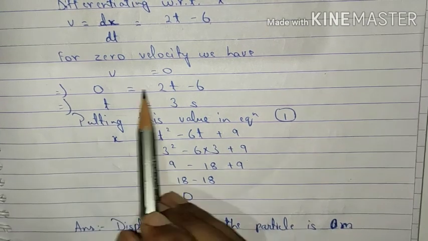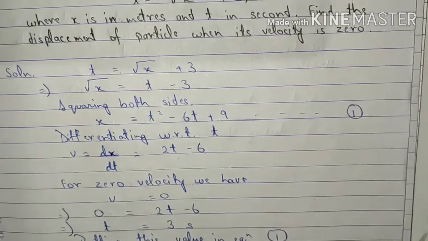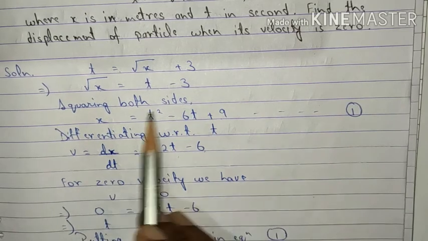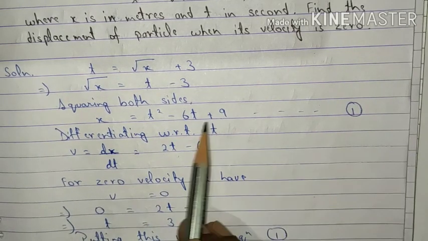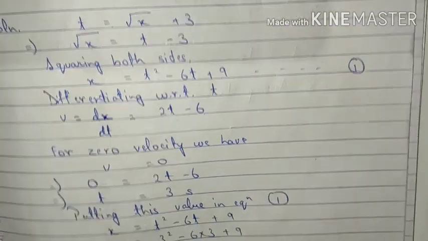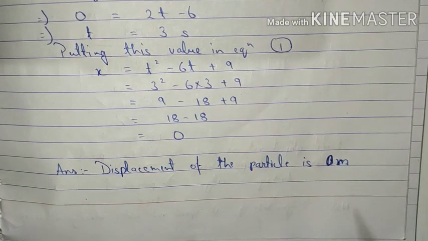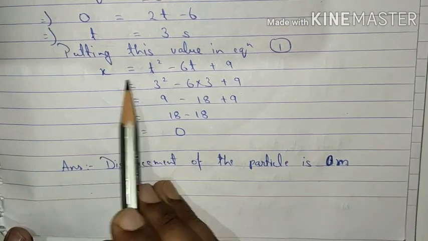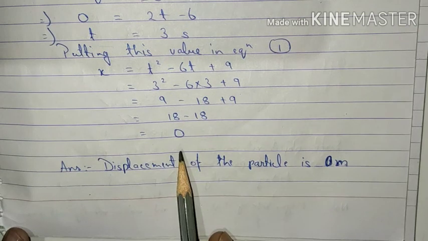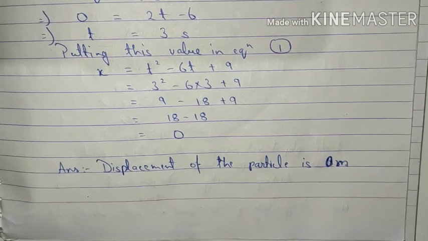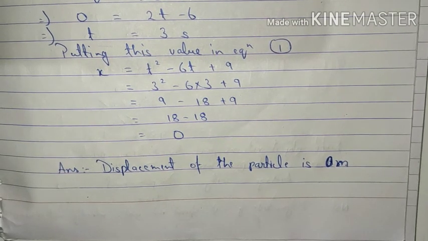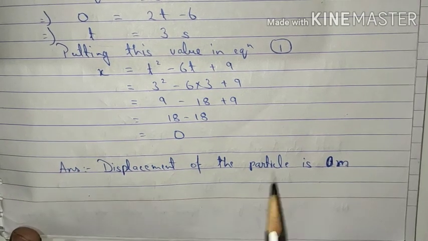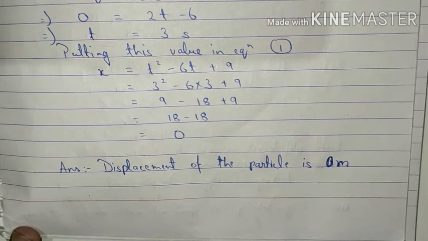Putting the value of t from here into equation number 1, that is x is equal to t square minus 6t plus 9, we get the value of x is equal to 0. Since we had to calculate the displacement over here, we have got the value of displacement as 0 meters.